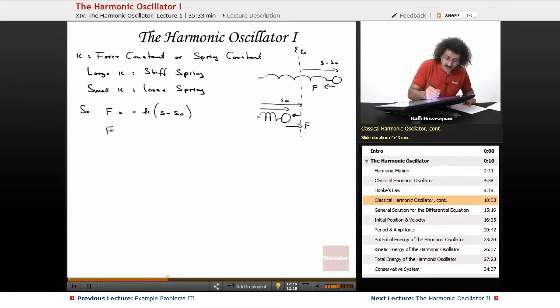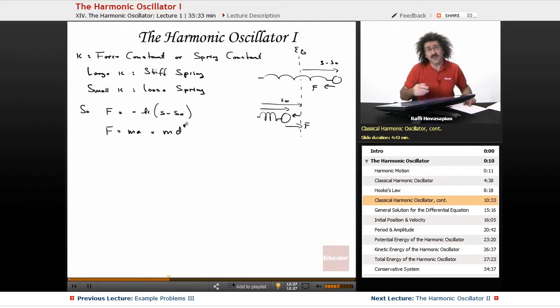Well, we also know from Newton's second law that force equals the mass times the acceleration, and it equals the mass times, well, the acceleration is the second derivative of the displacement. So the displacement is S. The first derivative of that is going to be the velocity. The second derivative is going to be the acceleration. So we can write d squared s over dt squared.